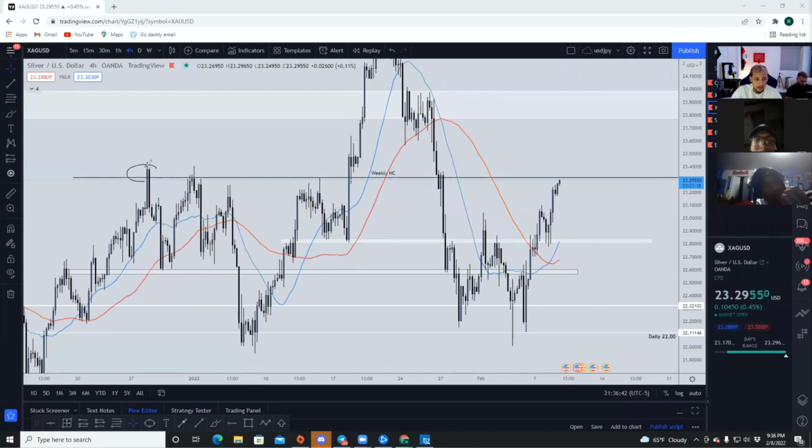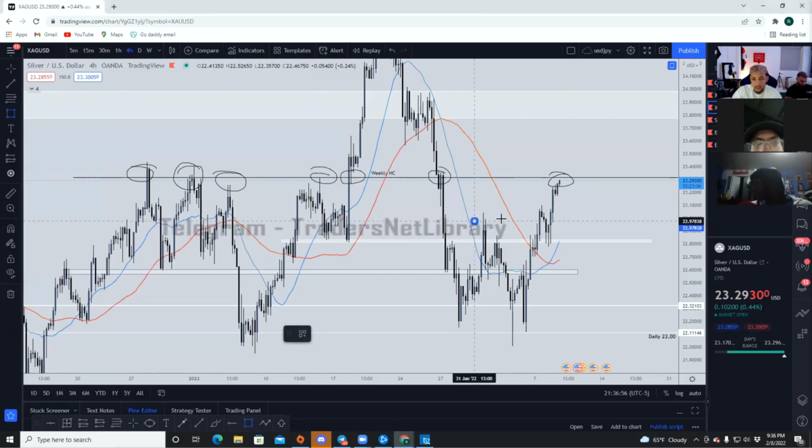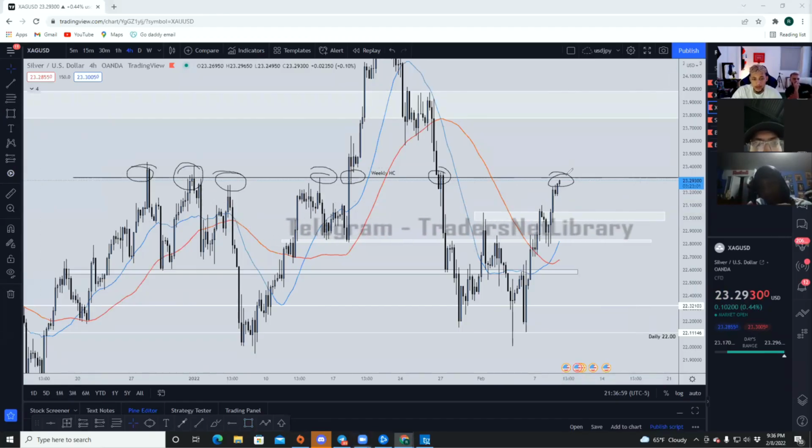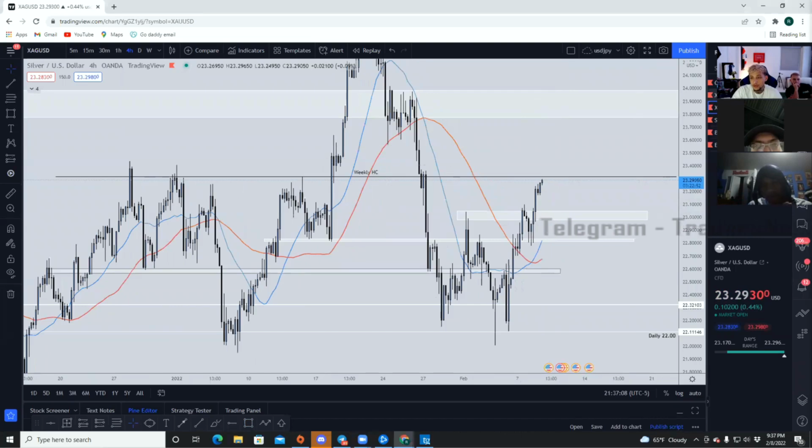But I am expecting some selling pressure within this area because of how price has reacted at this area before. So we could potentially see price come back down. Where could we see price come back down? We could see price come back down into these highs over here, or price can even come all the way back down into our level of support again, just like what happened over here. So at this point in time, it's kind of just a waiting game with silver.